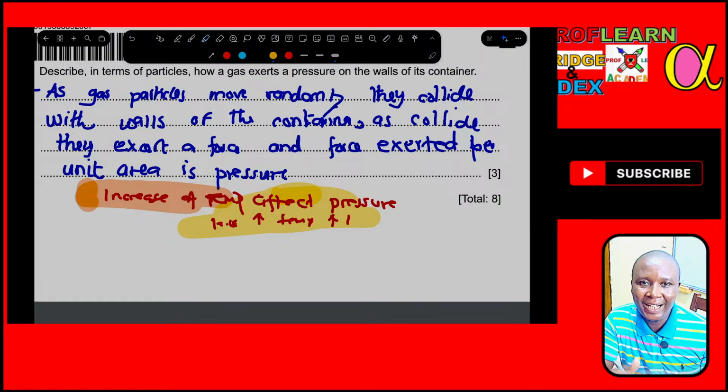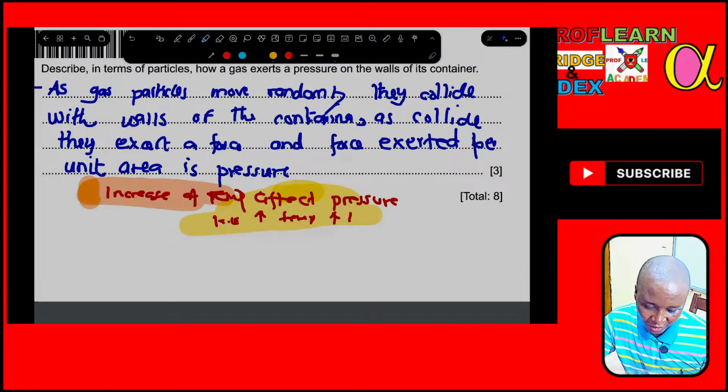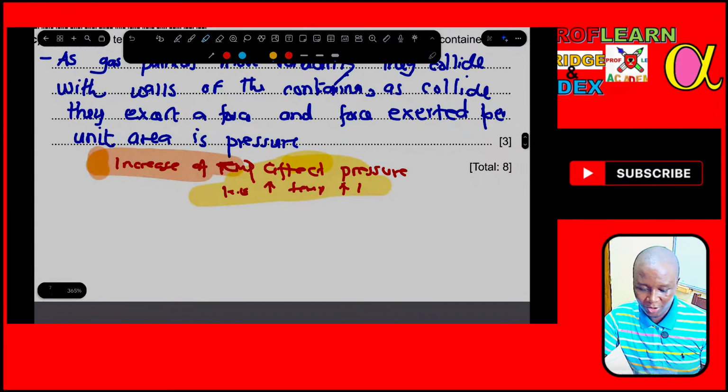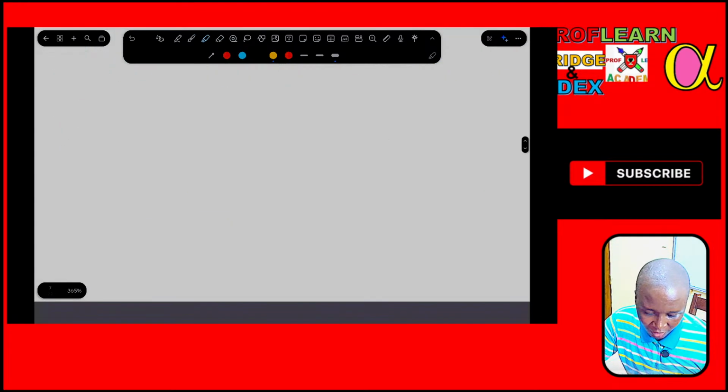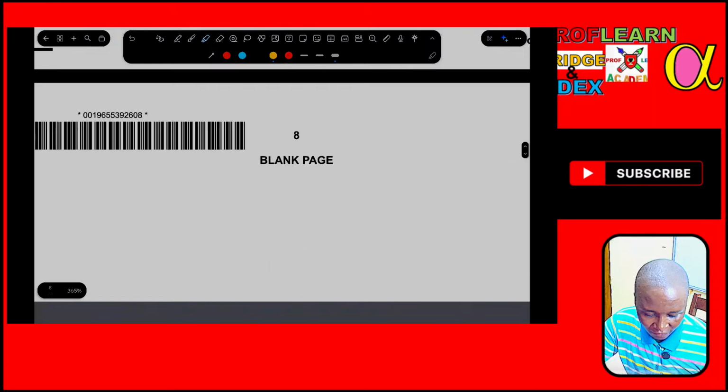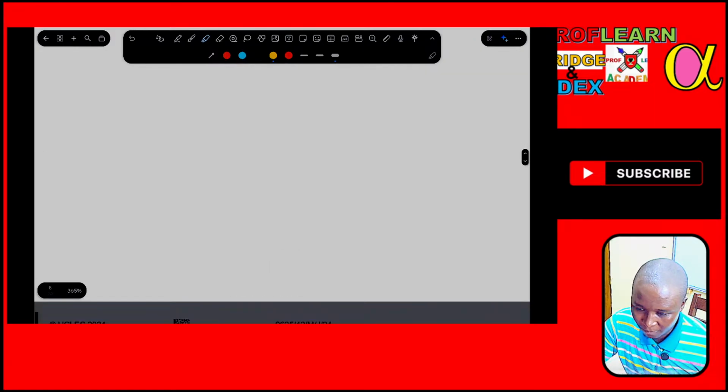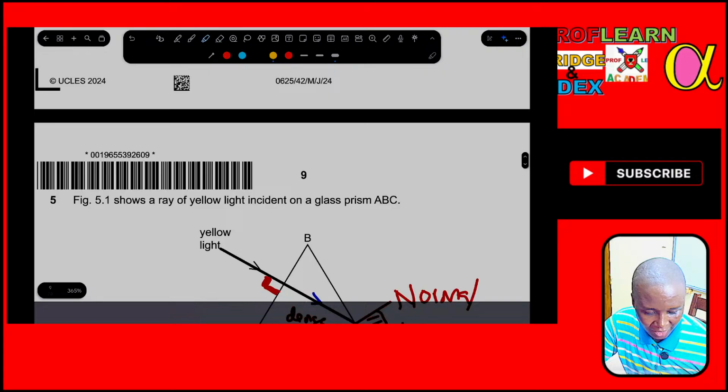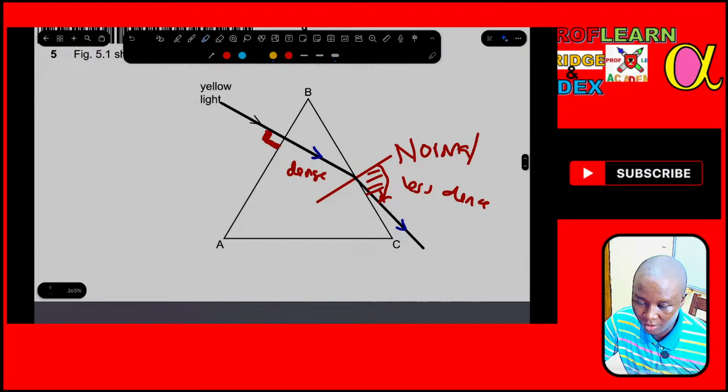But if the gas is cooled, you are going to say there will be less kinetic energy, and then there will be less collision per unit area, hence less force is exerted, hence pressure decreases. So questions can be asked in different ways, so you need to be in a position to answer any question that comes.